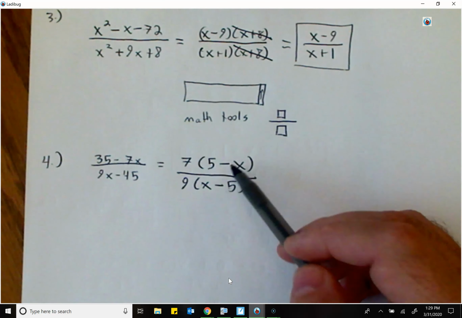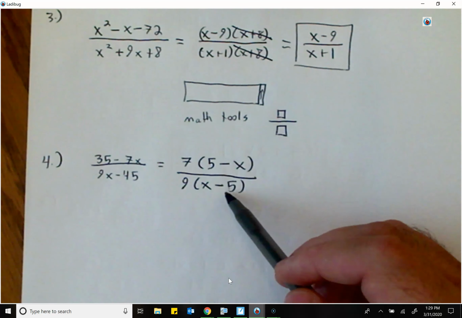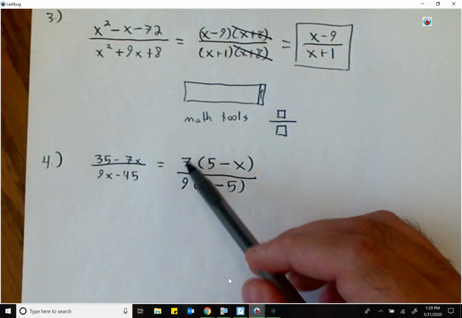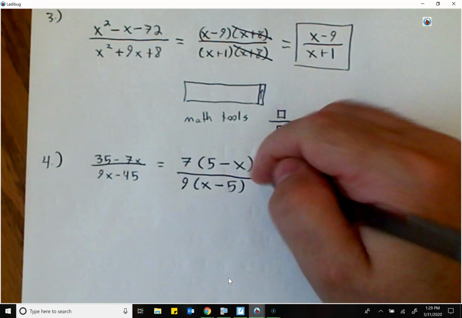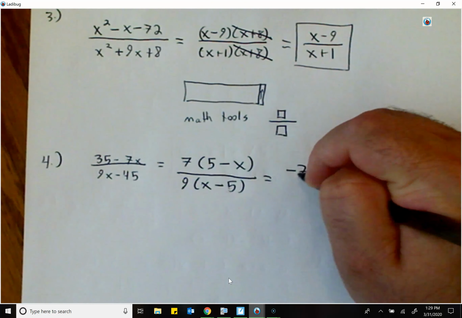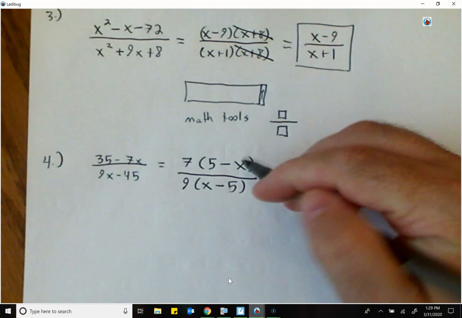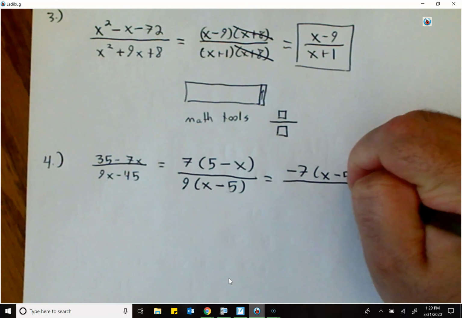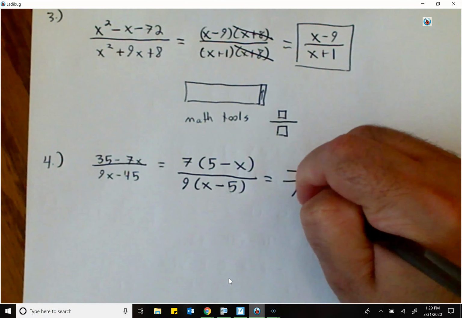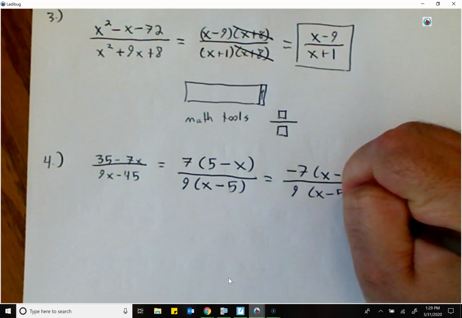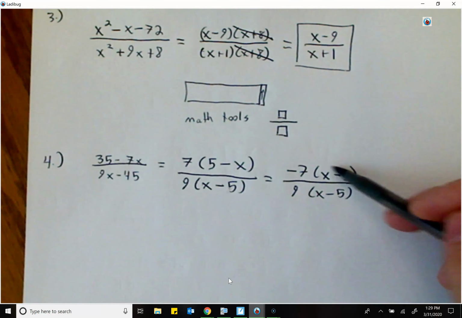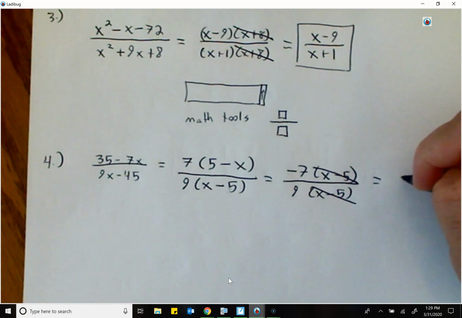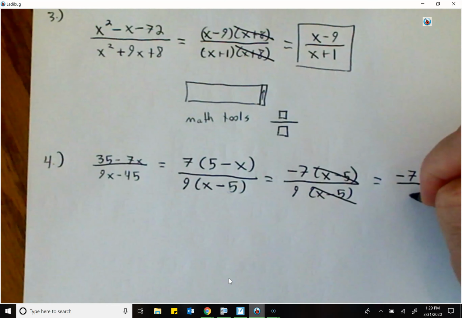So when you have families that are really, really close, the only problem is their signs. We probably should have pulled out a negative GCF. So I'm actually going to make that 7 a negative. And if I made that 7 a negative up here, that switches the signs inside. So now if you look at this, you can see, oh, these families match. X minus 5, x minus 5. They're going to cancel out. And what do we have left? Negative 7 over 9.